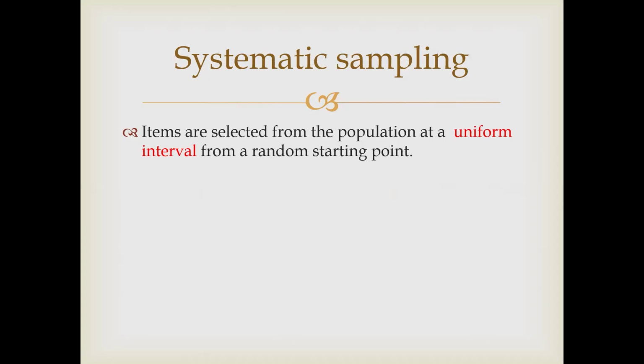So from a random starting point, anywhere, so 30th employee, a 27th employee, or 16th employee in the list. Starting point is random, not the first employee. We are not starting from the first employee. We are starting from a random number on the list. So 16th employee. From there, we are selecting at a uniform interval. We start the selection from a random point in the list, then we select at a uniform interval from the list.